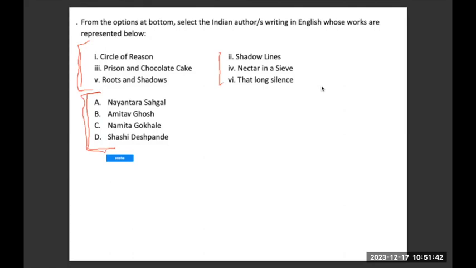There are 4 authors: Nayantara Sehgal, Amitav Ghosh, Namita Gokhale, Shashi Deshpande. Most of you would know about them. I'm assuming it. I'm not sure. But please do a thorough research on the works of these authors and also read about which of them are the authors of these prominent works. Yeah, please let me know once you've taken a screenshot or I've noted it down.